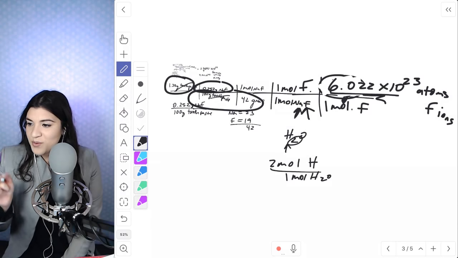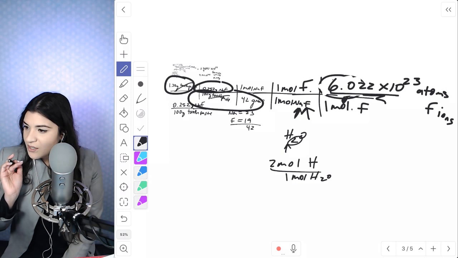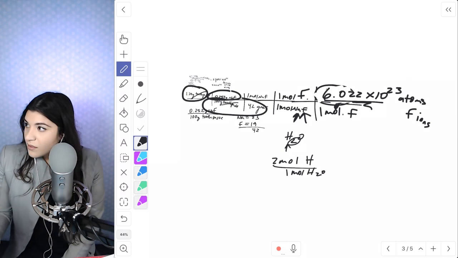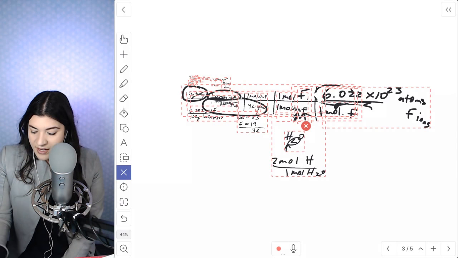I'm going to move on. Let's see, can you go over limiting reagents and excess reagent problems? Sure. All right, let's see how I'm doing.